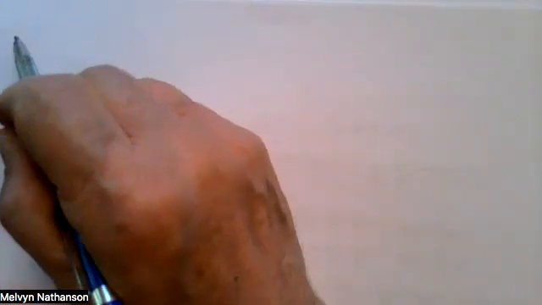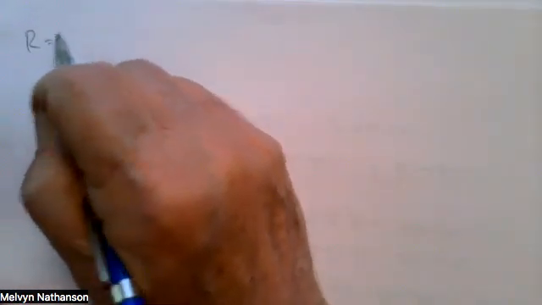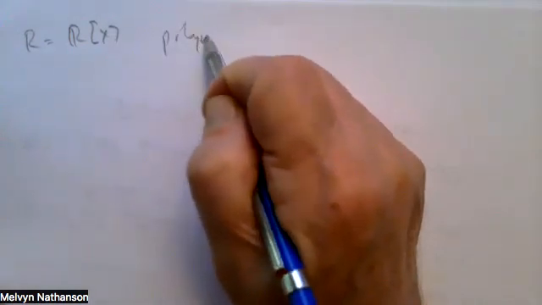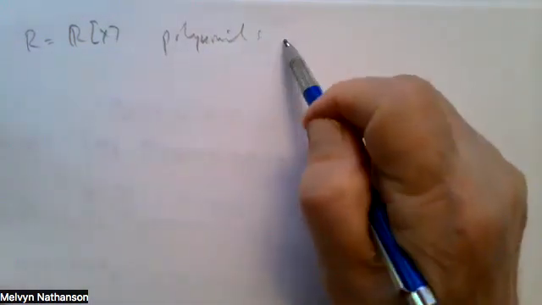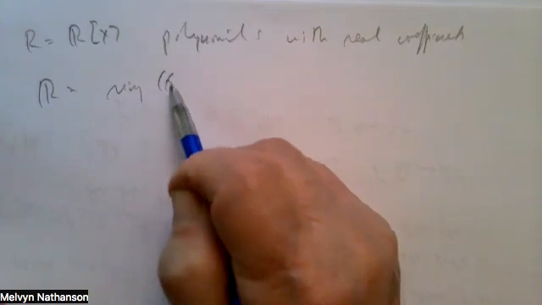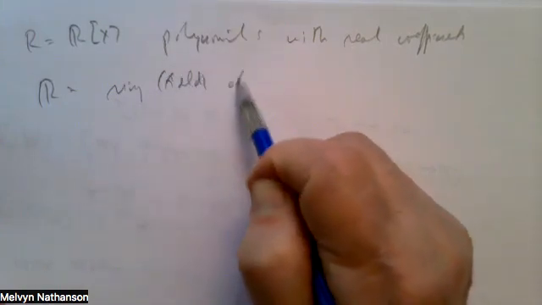Here's another example. Suppose you have R[x], the ring of polynomials with real coefficients. R, of course, is the ring, actually a field, of real numbers.